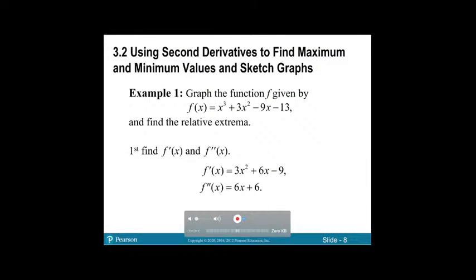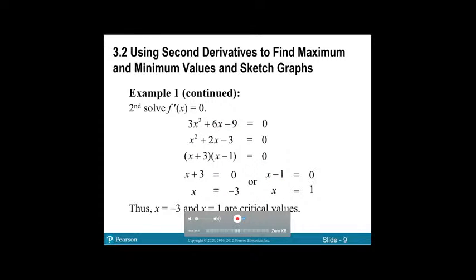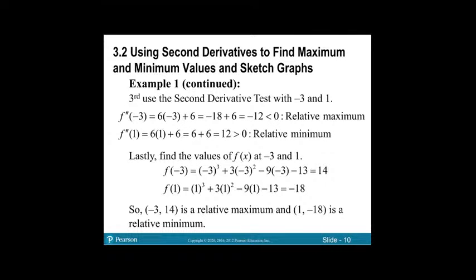So first we found f prime and f double prime, okay? So here, I think we got that same thing, and we got this one as well. Then we set f prime to 0 and solved, and we got negative 3 and 1, so these are the critical values. Second derivative, so they did the second derivative with those critical values.